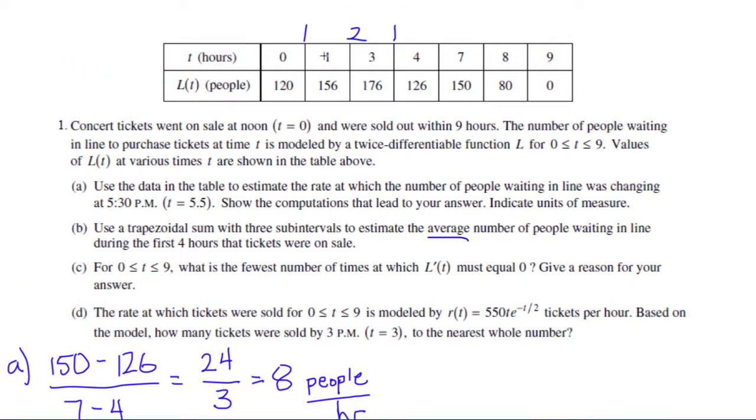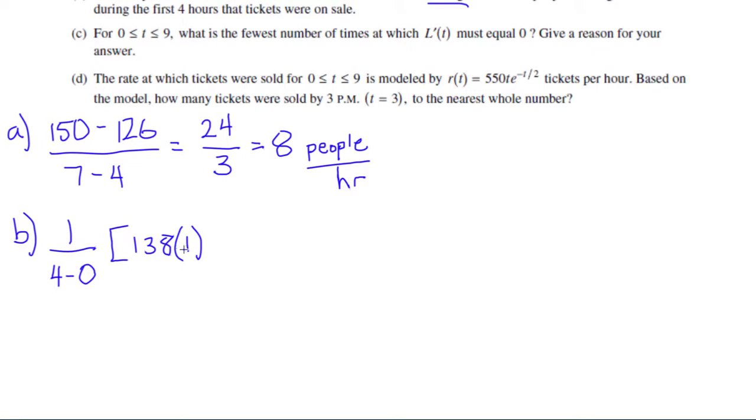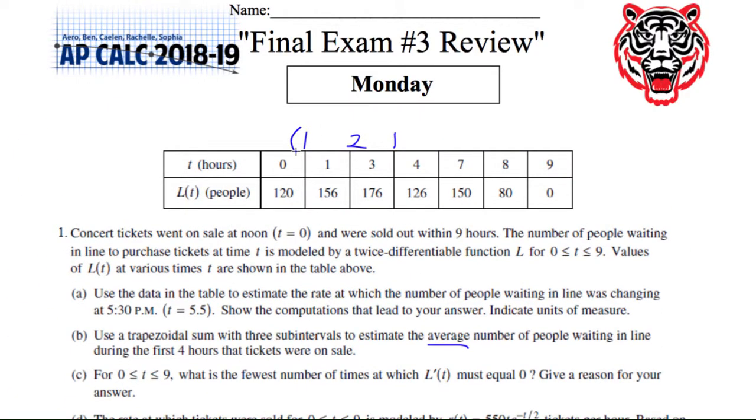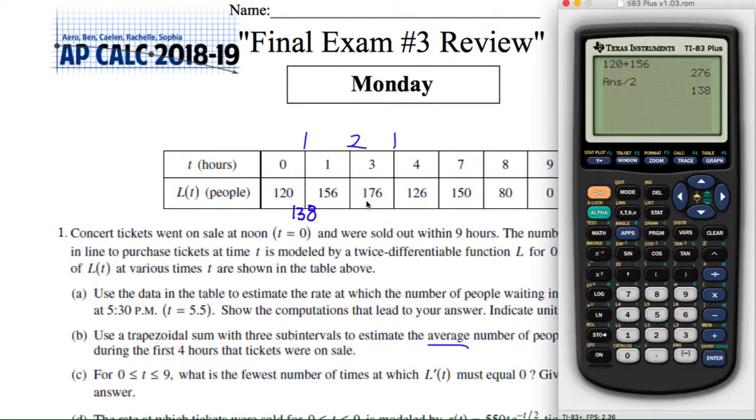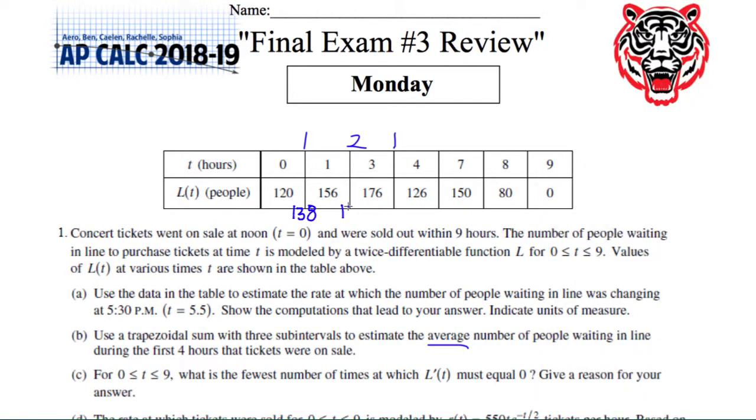You said between 1 and 4? Yeah, it would be, because 4 minus 1 is 3. Exactly. So 138 times the distance, the interval. Distance was 1 here, so I'll write down 138. And then 156, 176. Oh, that's easy to do. That's 166 because I can just do that in my head.